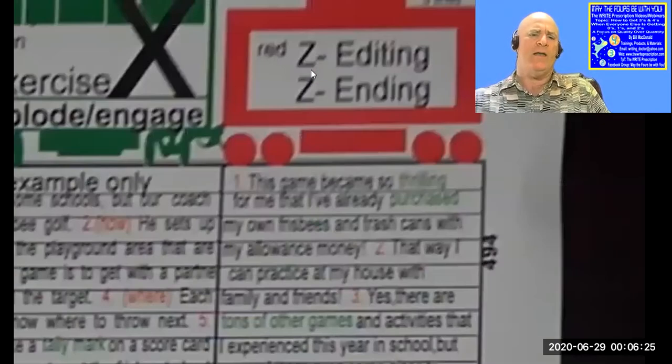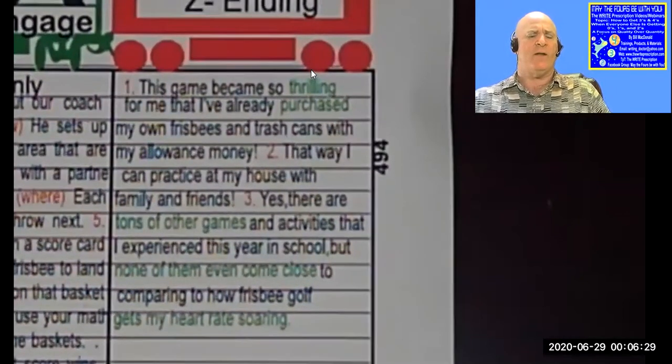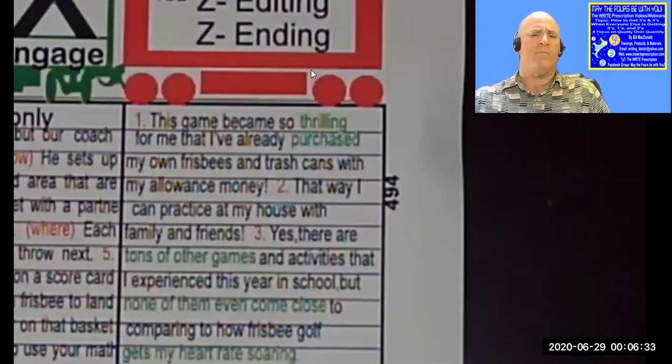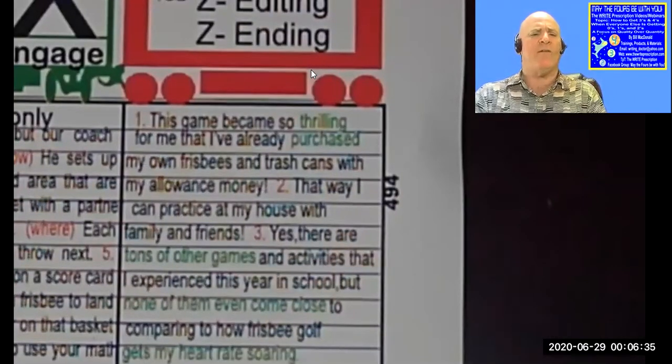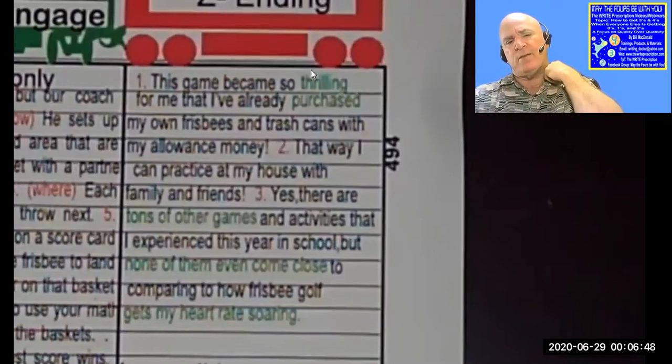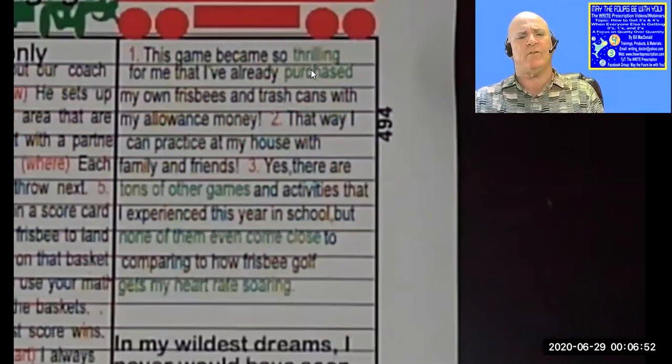So, how do we end a paper in 4th grade or possibly 7, depending on how the prompt's worded? Ending, conclusion. This game became so thrilling for me that I've already purchased my own frisbees and trash cans with my allowance money. That's how my life has been impacted. I went and bought my own and made it up at my house. Sentence 2, that way I can practice at my house with family and friends.